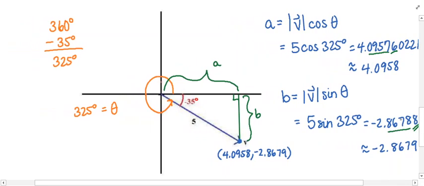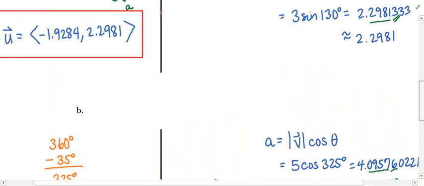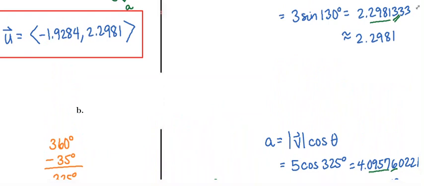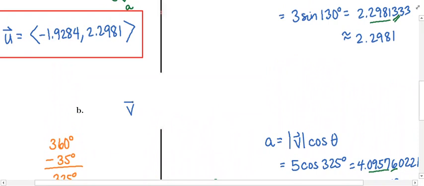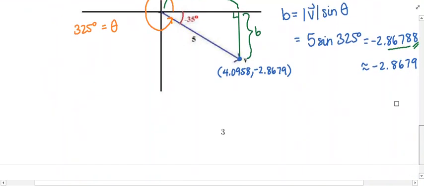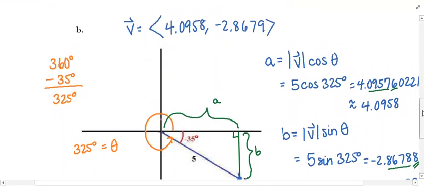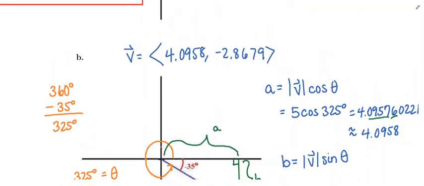We need to write our vector in the correct format. Just like we did above in part A, for this problem, vector v, if you write it in component form, we need to write our a value down first. It is approximately 4.0958, and then the vertical component is approximately negative 2.8679. So here is the second vector.